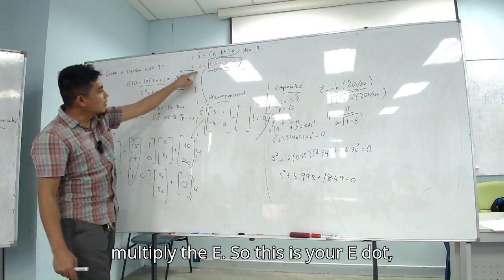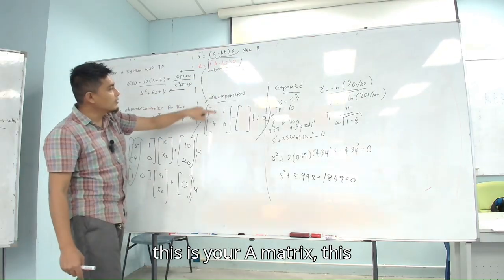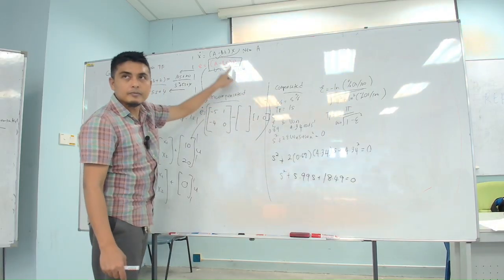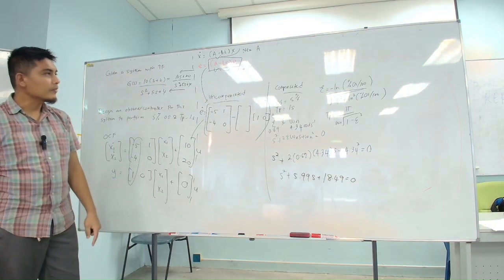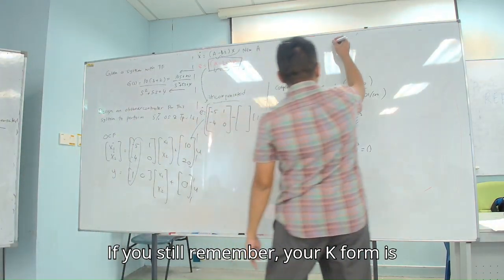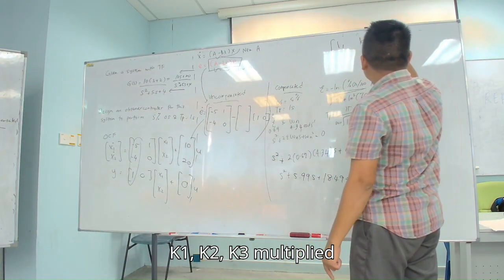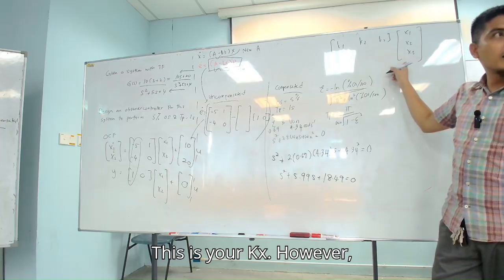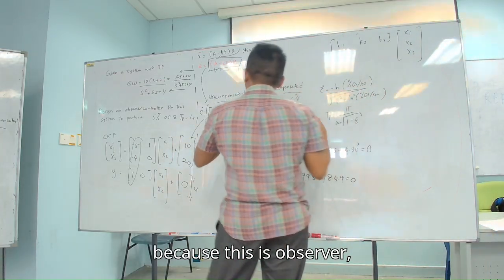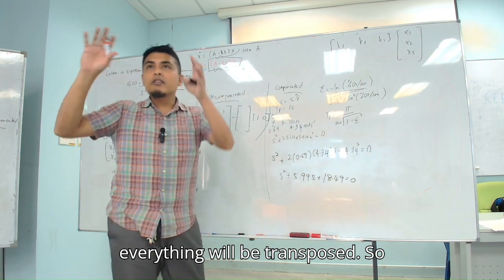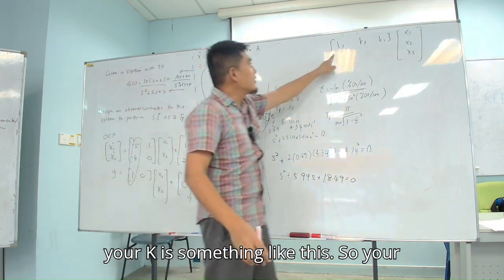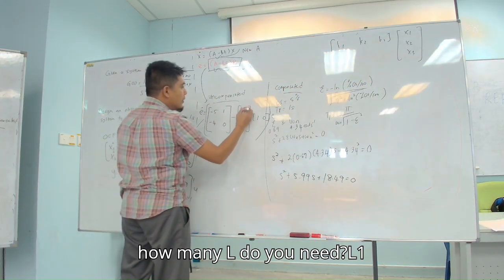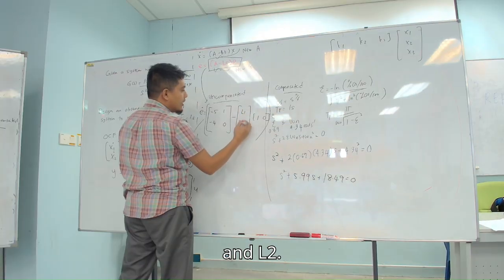So this is your E dot. This is your A matrix. This is your L, and then this is your C. If you still remember, your K form is K1, K2, K3 multiplied with the x, s1, s2, s3. This is your Kx. However, because this is an observer, everything will be transposed. So how many L do you need? L1 and L2.